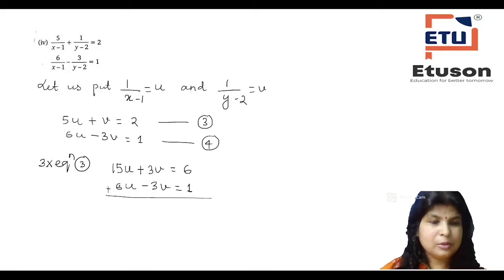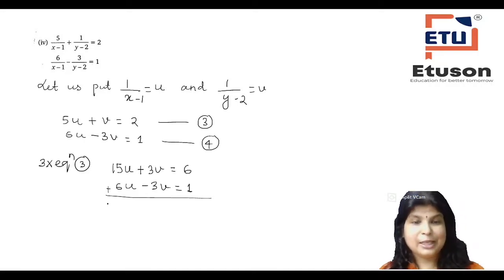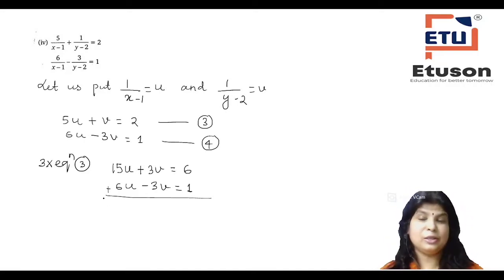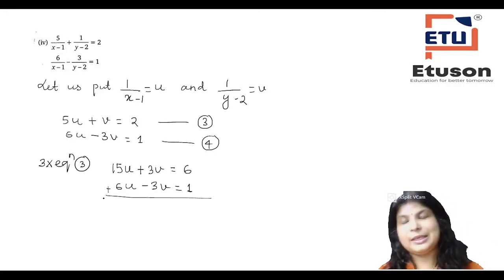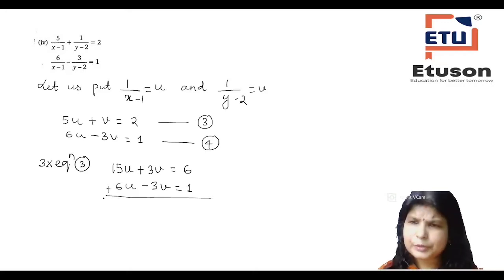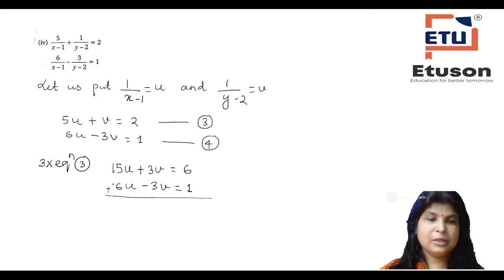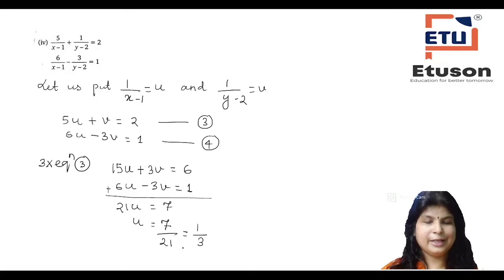So 15u. So in the elimination method, you remember it is not mandatory to go for only subtraction. Whichever way any of the variables is getting eliminated, you just follow the same. It may be addition or it may be subtraction. Okay, so here we are getting 21u is equal to 7. So what is the u value you will get then? It will be 7 divided by 21, that is 1 divided by 3.